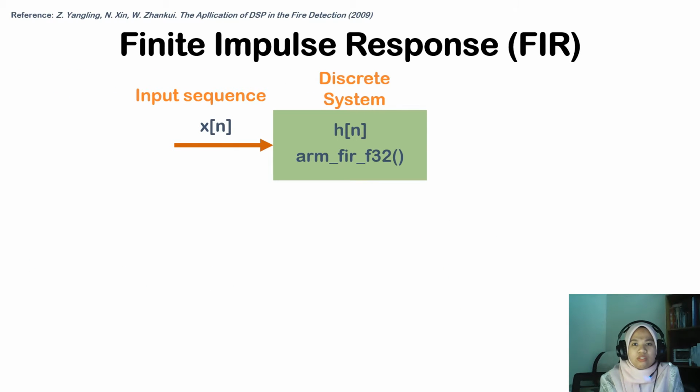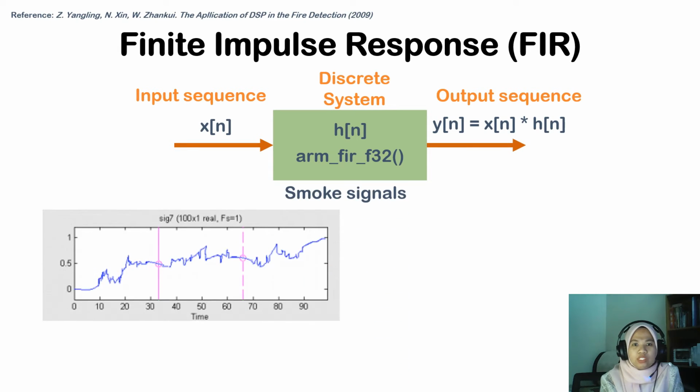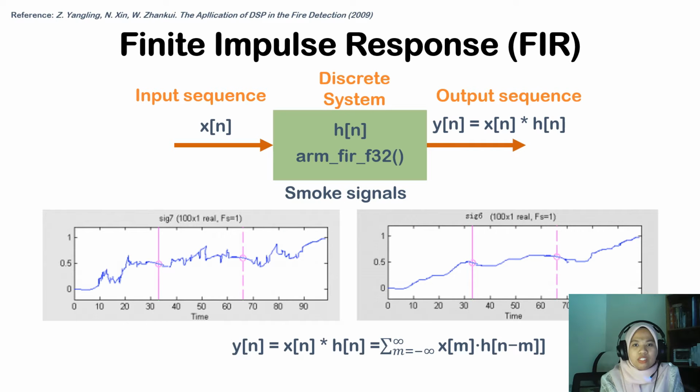Based on the results obtained from the research carried out by Yang Ling, Xing, and Zhangqiu, for example, we have a set of input signals, which in this case are smoke signals. After applying the finite impulse response technique, we can see that the FIR filters the imprecise data collection, producing a smooth output signal. We can simply obtain the output by the convolution of the input signals with the impulse response of the discrete system for a certain time period.